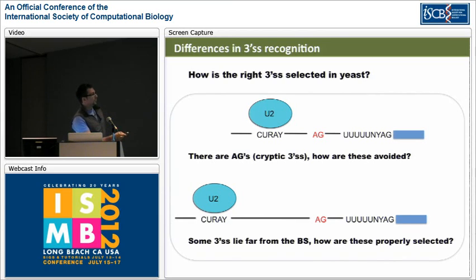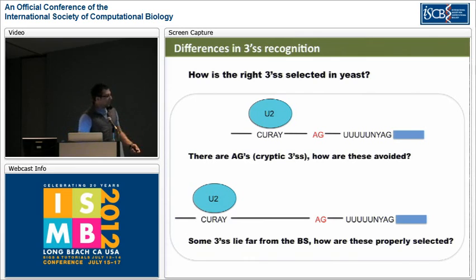So how is 3' splice site selection in yeast going on? So there are two problems. One is that you may find other AGs between the real exons and the branch site. So how does the splicing machinery know which one is the correct AG? And also, in about a third of the introns in yeast, which is about 100, the distance between the branch site and the splice site is quite long, too long to really explain by the simple models of splicing. So there must be some kind of scanning going on or a way to get the right AG.